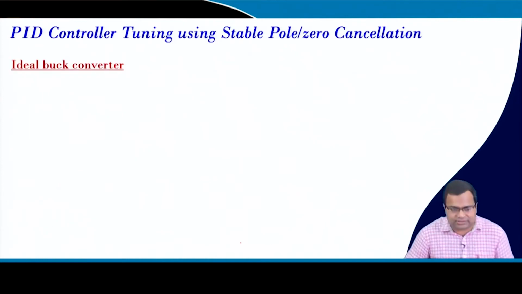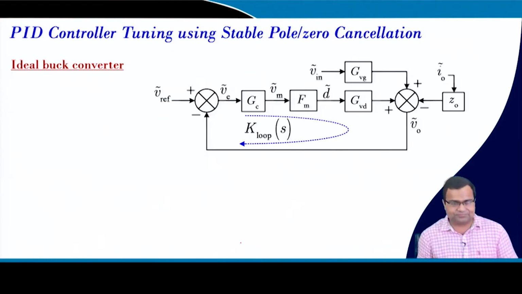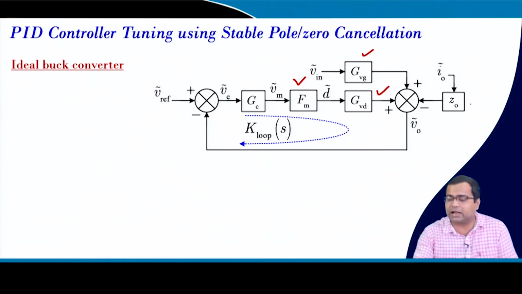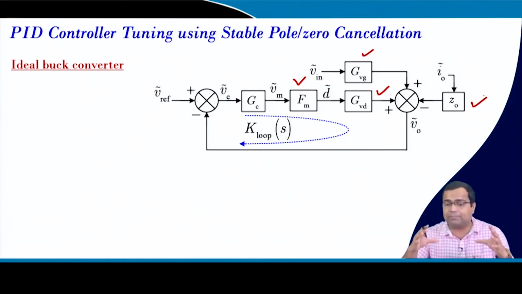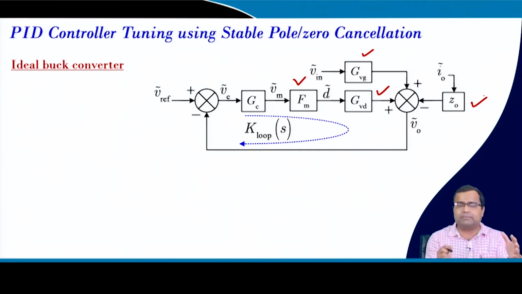So, now we are going to first talk about PID controller tuning using stable pole zero cancellation. We want to start with an ideal buck converter, and this is the loop gain plot. In fact, we have discussed in the previous lecture how to obtain this loop gain, because we already obtained the modulator gain, the control to output transfer function, audio susceptibility, and output impedance. We have verified this open loop model using time domain simulation, that means we have checked the response of the linearized system against the response of the original switched system, and we have verified that.